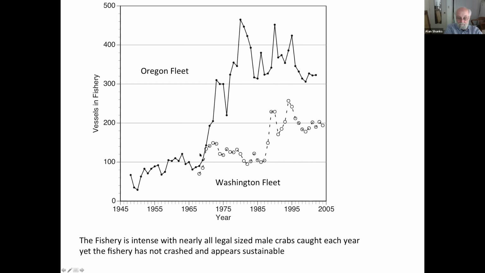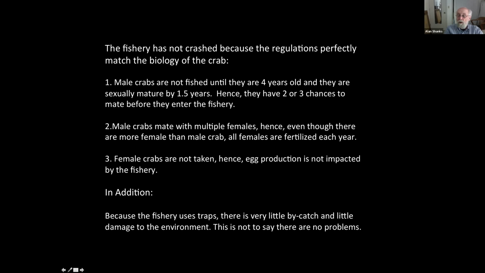And then in Oregon, the number of boats fishing just takes off. This is when the federal government started the exclusive economic zone, where they said, we have control over the 200 miles out and nobody else can fish there. At that point, the federal government said, oh, well, we'd better build up our fishing fleet. And so they subsidized fishing fleets, and that's why the fleet took off. So from this point on, basically all of the legal size male crabs get caught each year. Very intense fishery. The fishery has not crashed. It goes up and down, but it's never crashed. So it looks as if it's a sustainable fishery.